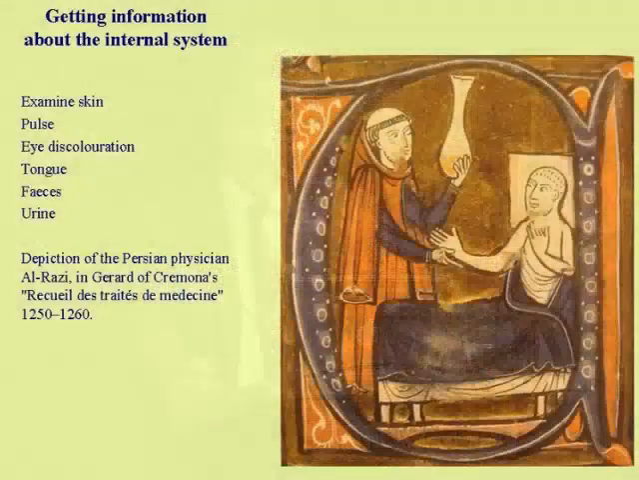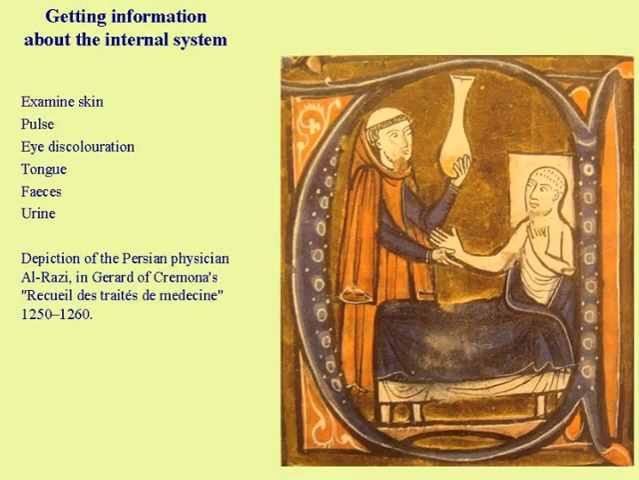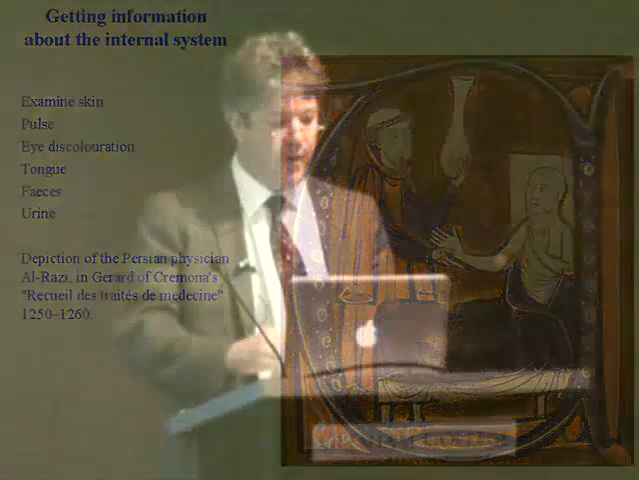Skin can tell us whether someone's pale, yellow, very red, or tell us if there's a rash. We can look at the eyes, and that also is much more sensitive at looking at colour because we don't have skin pigmentation in the eye. You can look at the tongue, you can look at the faeces, and you can look at the urine. The least unpleasant of all of these was to look at the urine, and it became the most popular. And in virtually any medieval depiction of a physician, someone will be holding a urine glass. And these urine glasses were very, very special. Uroscopy was actually very ancient.